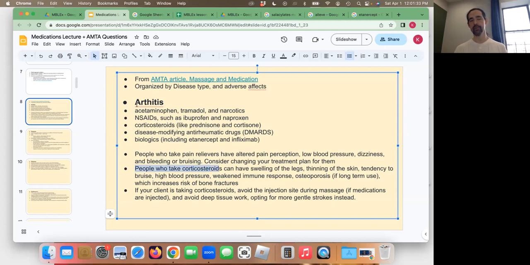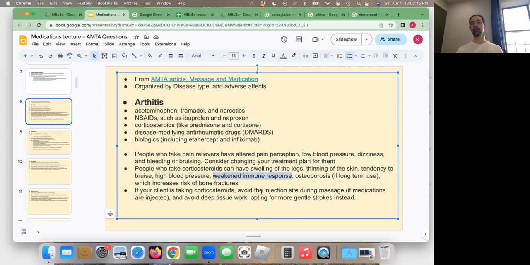Corticosteroids, people who suffer from arthritis, who may be taking corticosteroids. Corticosteroids have pretty severe symptoms sometimes. So people's legs can swell up. So the fluid return, venous return, and the lymphatic return is impaired. They can lead to thinning of the skin. This is over long-term use of corticosteroids. Swelling of the legs, thinning of the skin, and then the tendency to bruise. That's because all the membranes of the blood vessels and the lymph and the skin, all those start to break down. It also can lead to high blood pressure and to weakened immune response.